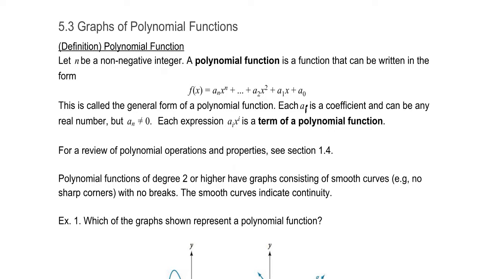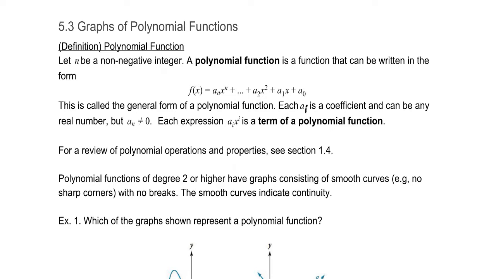So each expression of this, the a_n x to the n, the a_2 x squared, etc., those are terms of our polynomial function. Now, we discussed in section 1.4 polynomial operations and some properties of them, so if you feel like you need a refresher on what those are and how to work with them, you might go back and check that section. Polynomial functions of degree 2 or higher have graphs consisting of smooth curves.